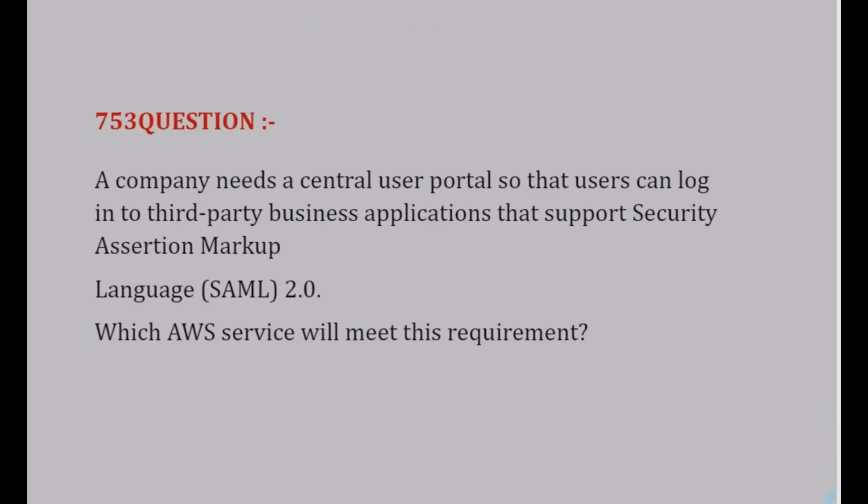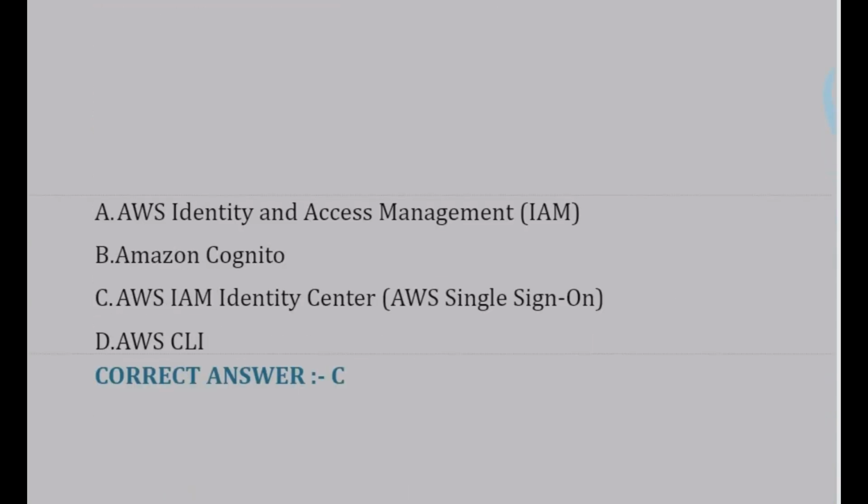Question is, a company needs a central user portal so that users can log in to third-party business applications that support Security Assertion Markup Language, SAML 2.0. Which AWS service will meet this requirement? Option A. AWS Identity and Access Management, IAM. Option B. Amazon Cognito. Option C. AWS IAM Identity Center, AWS Single Sign-On. Option D. AWS CLI. Correct answer is option C.